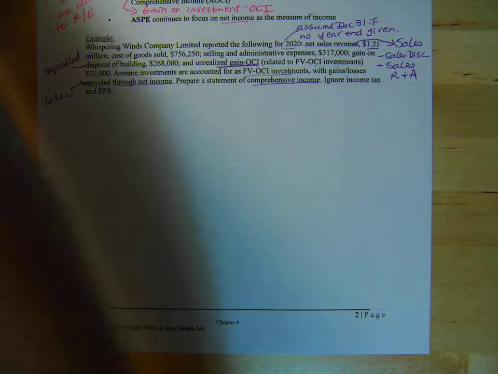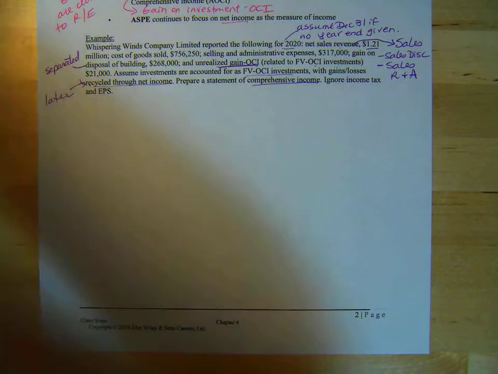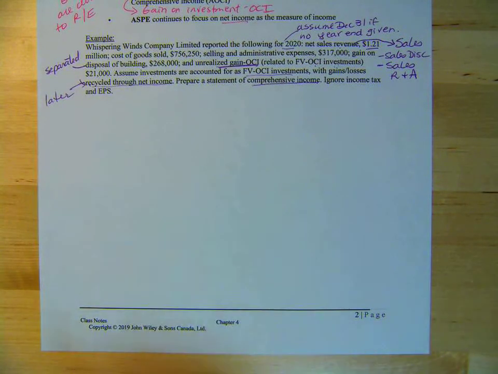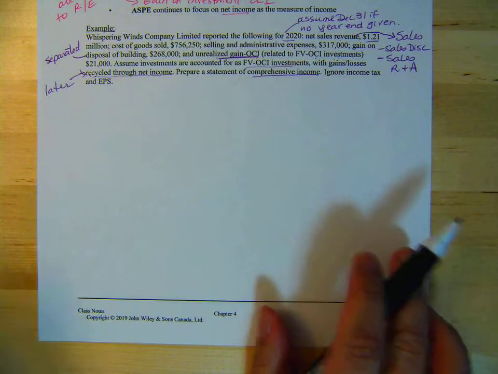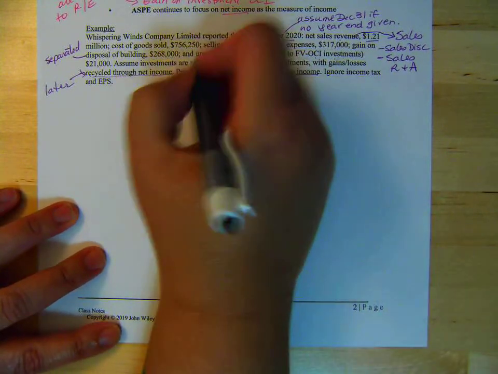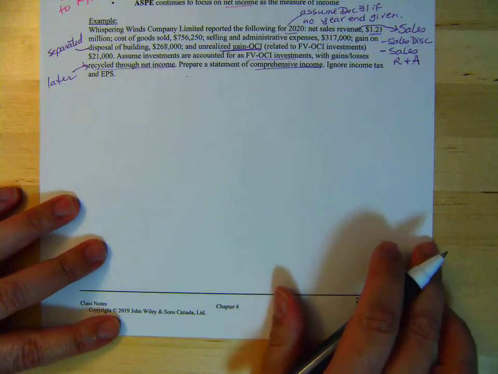Okay, hello again. We are on page 2, and we are doing the Whispering Winds example. So you've all looked at it again, you've kind of thought where it belongs. So let's go through and put this together. So don't forget, on your statement, you always need a title.